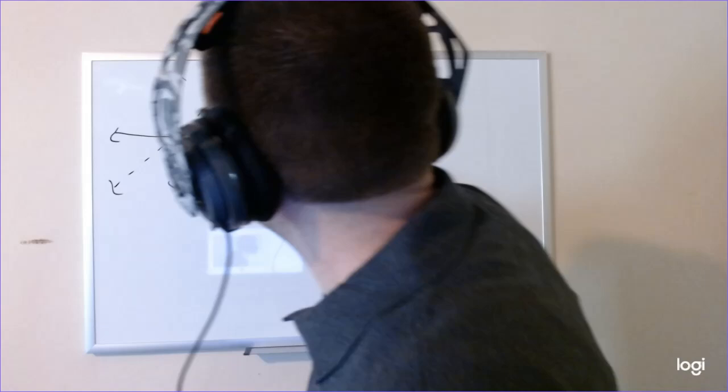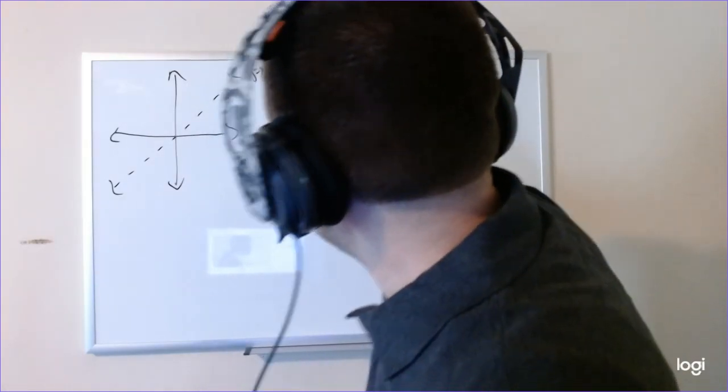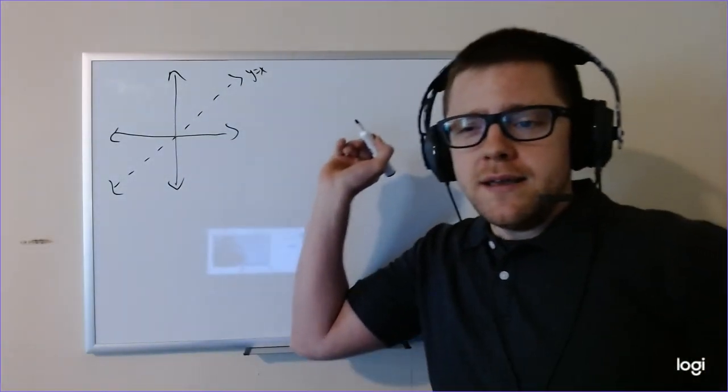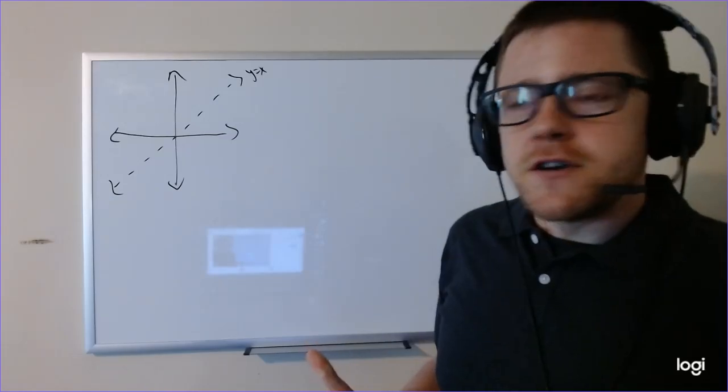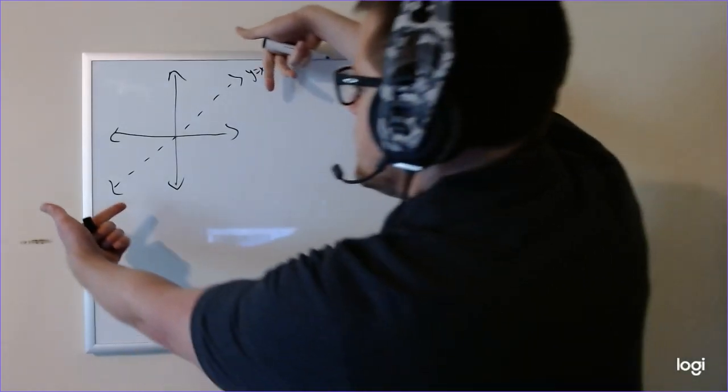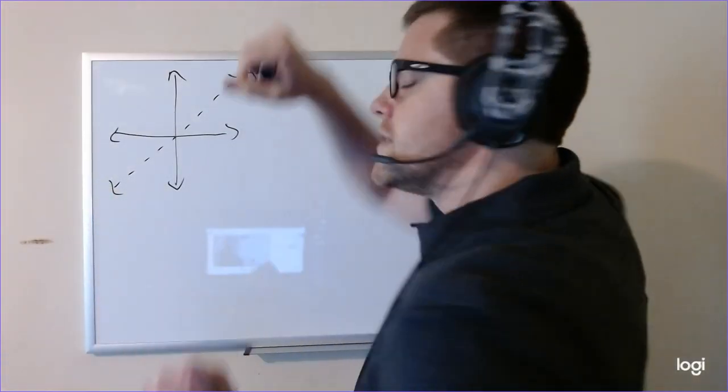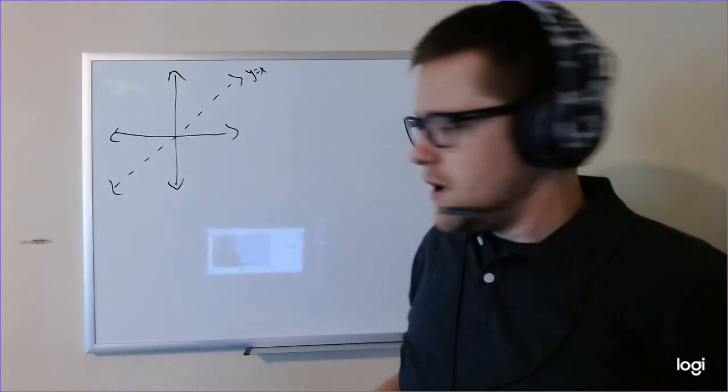So I'm putting this dashed line y equals x in there, and I'll remind you why. It's because the inverse of a function graphically is a reflection about the line y equals x.